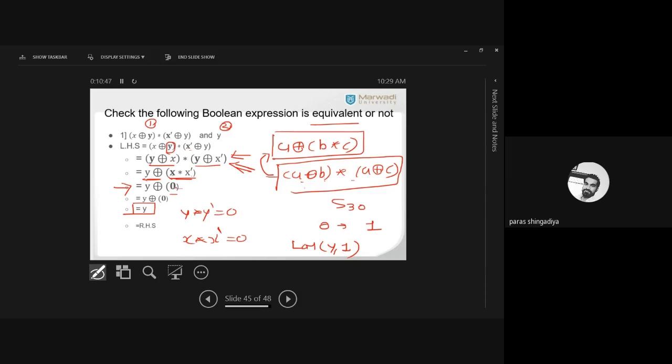So y ring sum 0 is equal to the RHS, that is equation number 2. So both the equations are the same, they are equivalent. Here we just expand y as x ring sum y star x dash ring sum y. Both are equal, which means they are equivalent. So that is the first example. Is there any confusion? Okay, is it clear? Done.